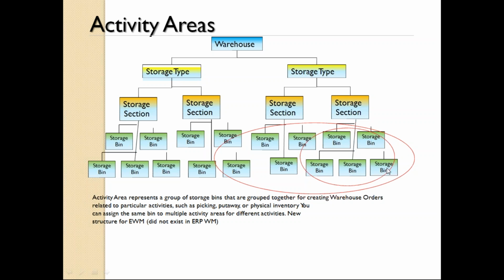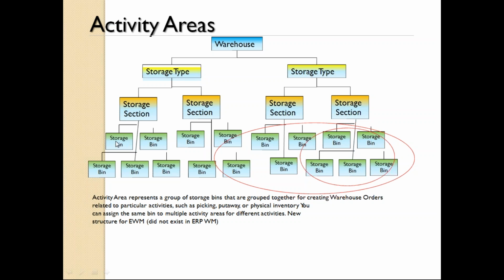Now, during internal movement, these products can be stored into these bins as well. Let's say for picking, I tell the system to look into these bins. I can give any sequence: start from here, look here, then here, then here. If not, then go to another area for picking. I can give a sequence for picking for this group.